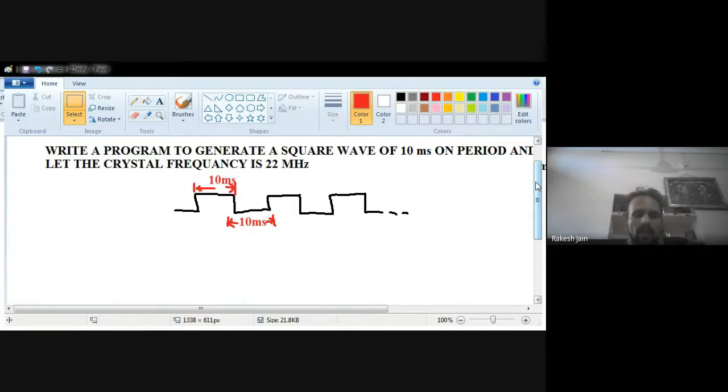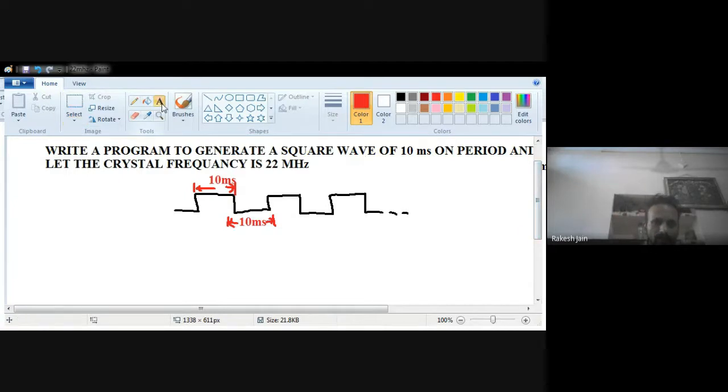We have to calculate one particular hex value for the 10 millisecond on period that will be uploaded into the timer register, so that when the timer register starts to count from 0000, it will count up to the maximum value which we calculated from some formulas. Then in between that calculation, the total time period wasted, or we can say the delay time, will be equal to 10 millisecond. So how can we calculate?